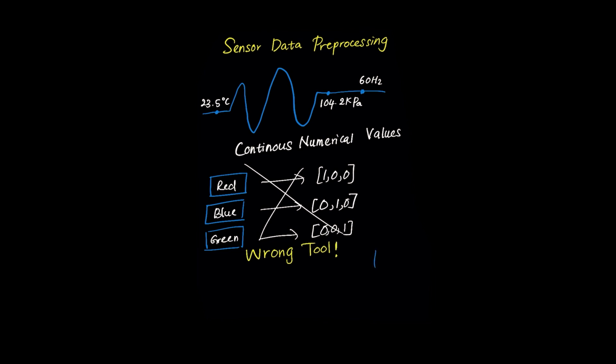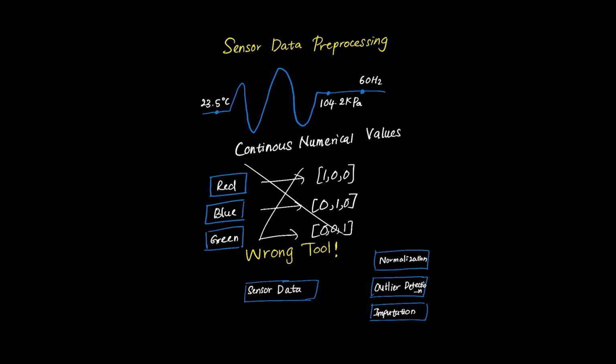In contrast, normalization scales these continuous values to comparable ranges. Outlier detection identifies equipment malfunctions, and imputation fills gaps from temporary sensor failures. These techniques preserve the numerical nature of sensor data while preparing it for analysis.